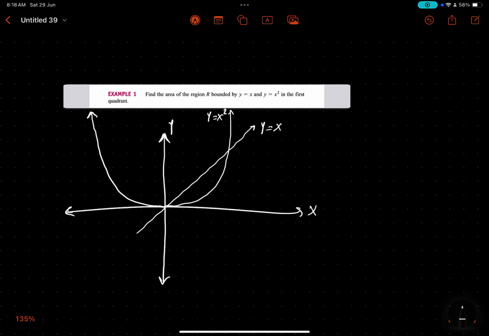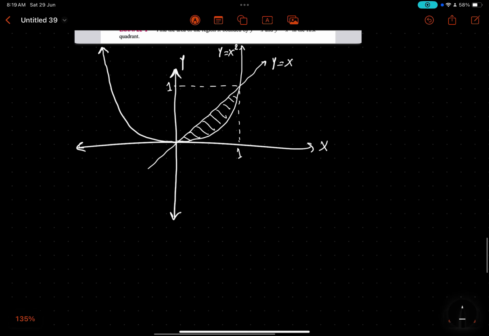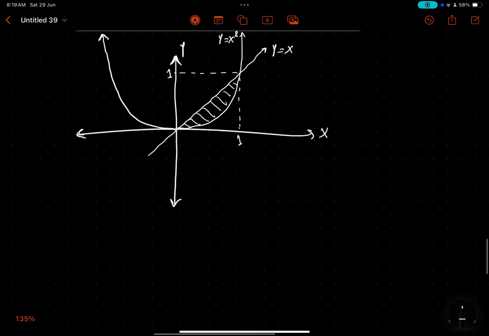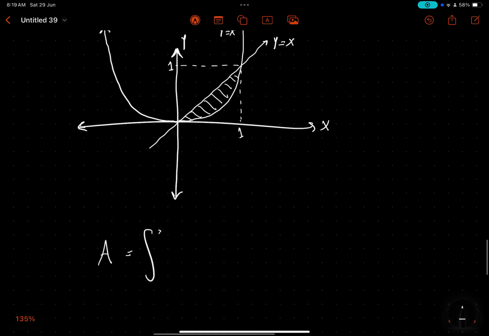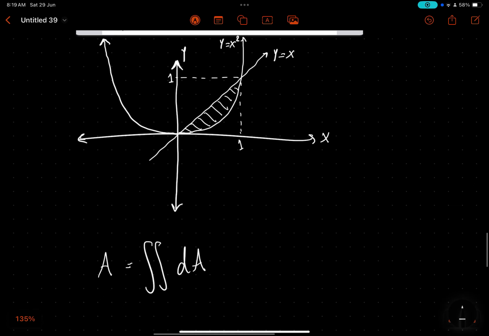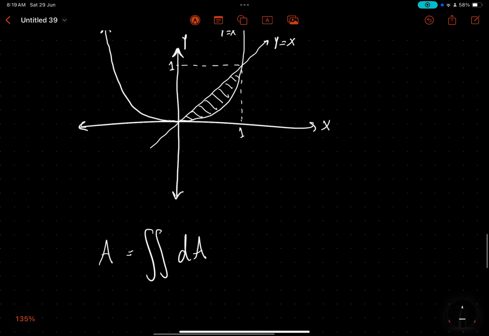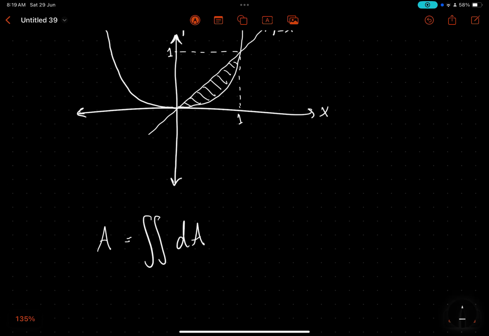Okay, and so the region is just here. So this is 1, this is 1, and now we want to find the area of that region. So the area is just the double integral of the differential dA. Now what are our boundaries? So instead of writing dA, we can write dx dy.